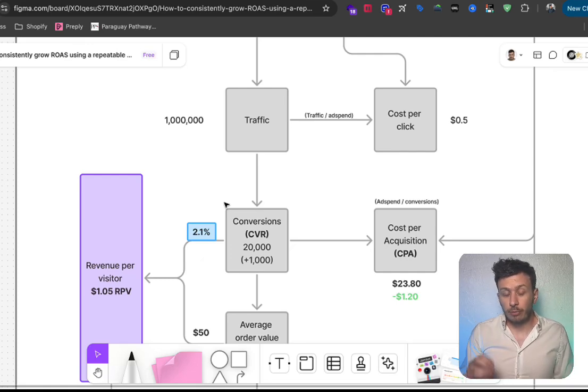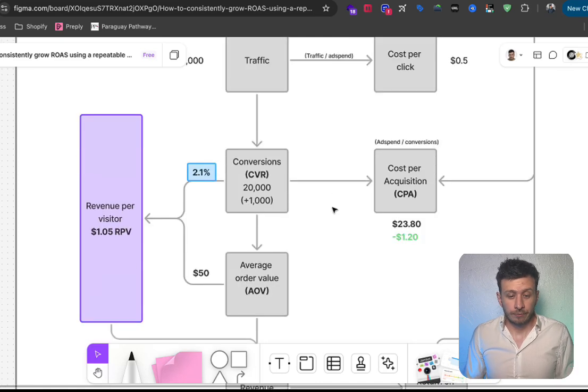If we increase conversion by 0.1%, in turn, this is 1,000 more people that actually convert. If we have more people that convert, this means the cost per acquisition goes down. You can see here that we're saving $1.2 per person that we acquire. This is money straight up in our pocket because this affects directly the margin. This is the cost per acquisition. This is the cost of goods sold actually.